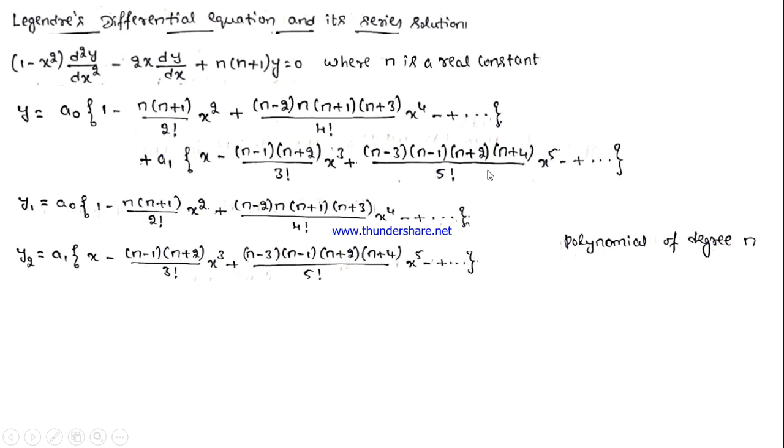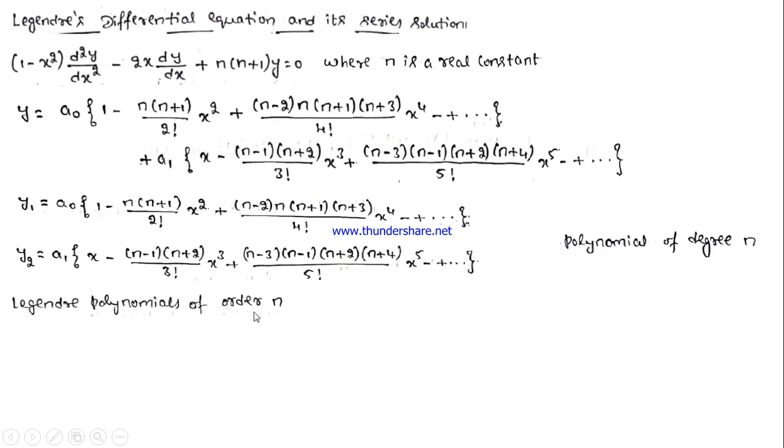So which means when n is a positive even integer, the solution is made up of two parts. One is a polynomial of degree n and the other one is an infinite series solution. It is a sum of these two. When n is an odd integer, this becomes an infinite series and this becomes a polynomial of degree n. You can note that even when n is an odd integer or even integer, our general solution is a combination of a polynomial of degree n plus an infinite series, or infinite series plus polynomial of degree n.